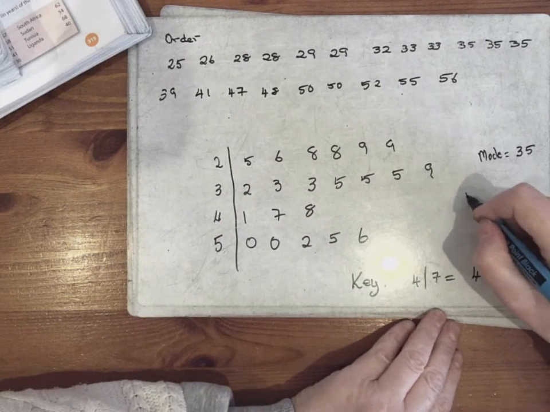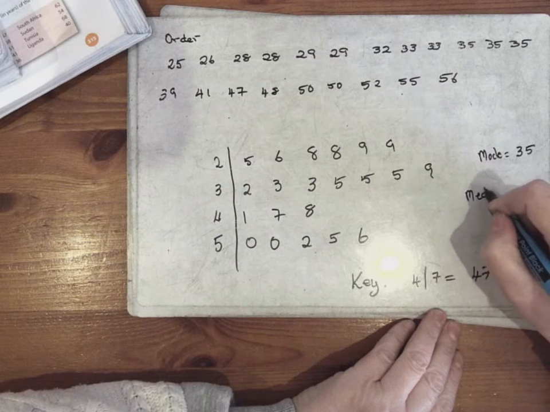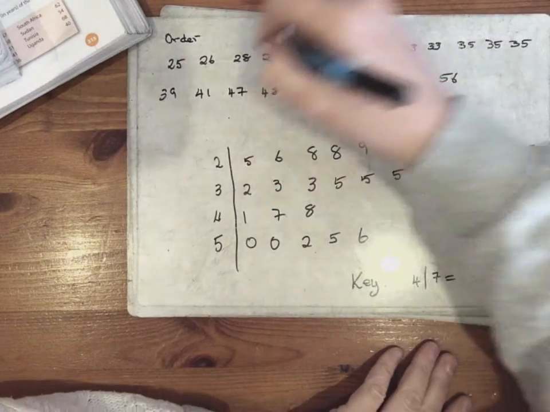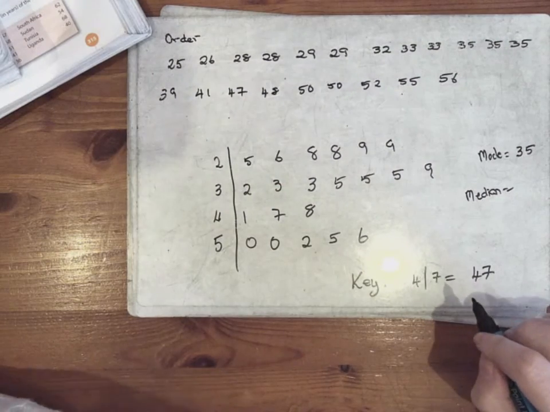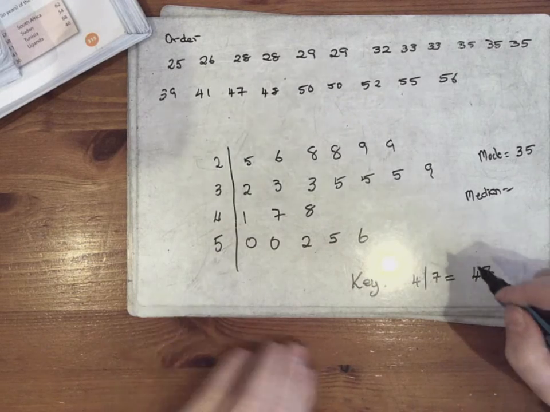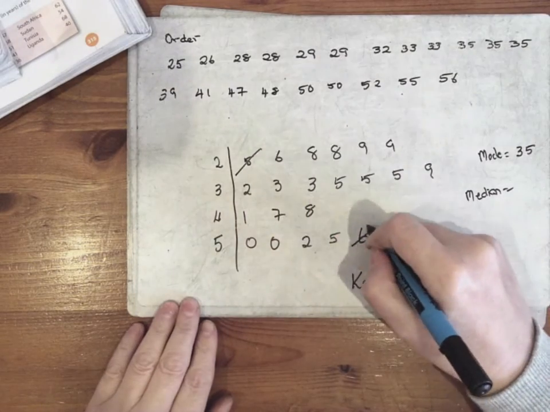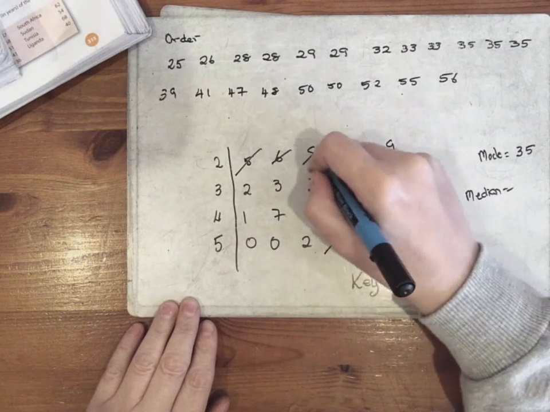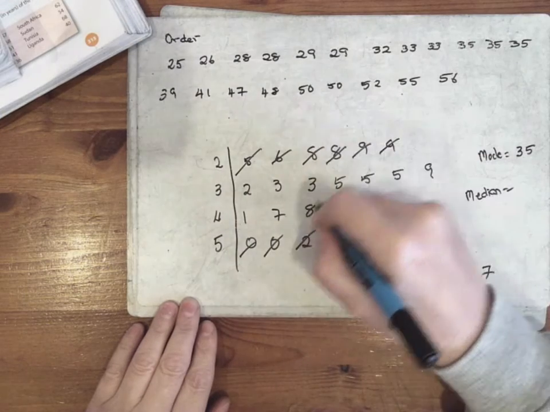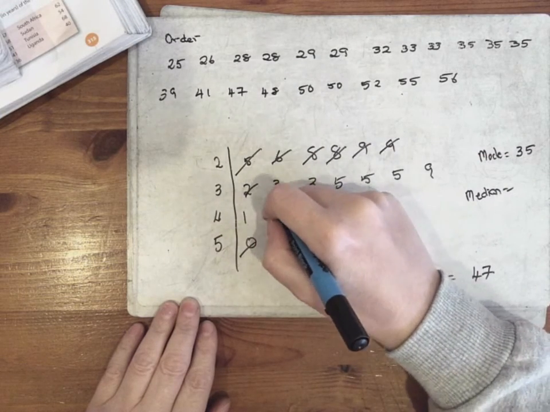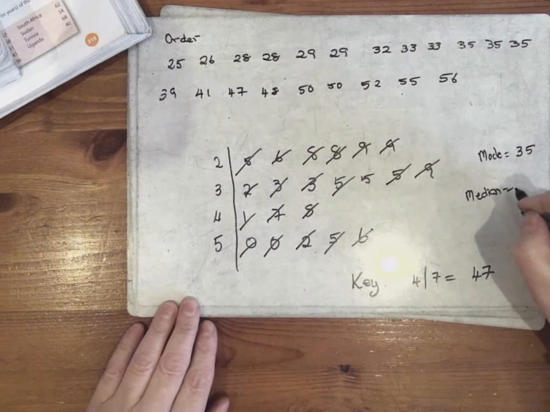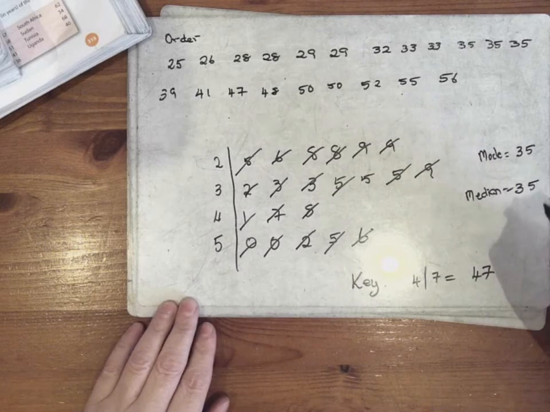Then to get the median, because you have the list written in order, you could do it from the list, crossing off one at the front, one at the end. But I'm going to show you how to do it from the stem and leaf plot. So you cross one at the front, one at the end, front, end, front, end, and there's your median. It's also 35. That's a coincidence.